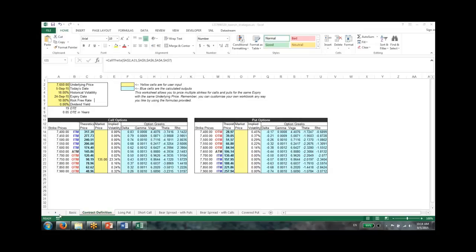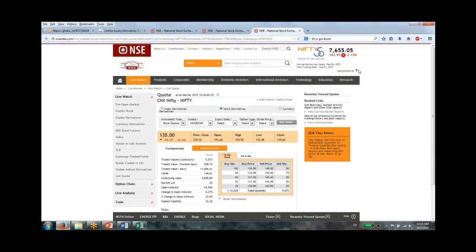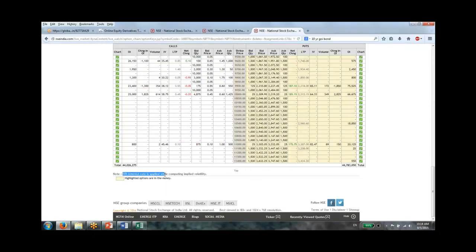However, the NSE website, what they do is that they essentially use a flat 10% rate to calculate their IVs. And that's why I use the 10% to be consistent with how the NSE does it. So they're using a 10% rate. However, to be absolutely correct, you should be using a 3-month, a 90-day T-bill rate as your risk-free rate.